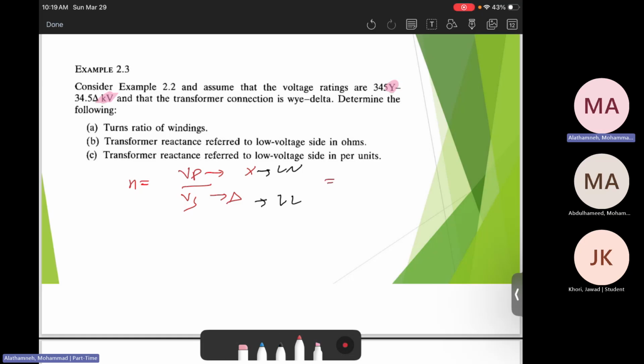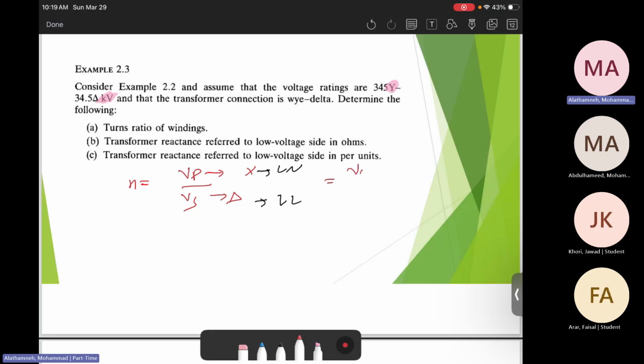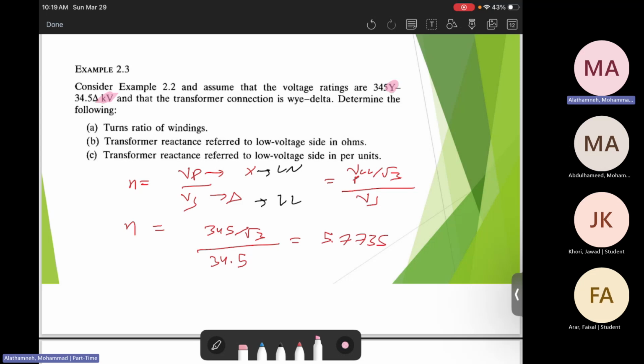To convert it to line to neutral, it will be V line to line divided by square root of 3. So it will be 345 divided by square root of 3, divided by 34.5. After we do this, it will be 5.7735. This is the turns ratio. Again, there is a square root of 3 in the turns ratio because it is Y to delta.